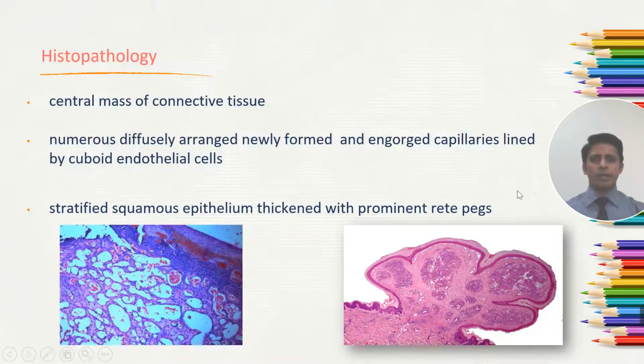Coming to the histopathology, you can see the central mass of connective tissue with numerous diffusely arranged, newly formed and engorged capillaries lined by cuboidal epithelial cells. Stratified squamous epithelium thickened with prominent rete pegs may also be seen.